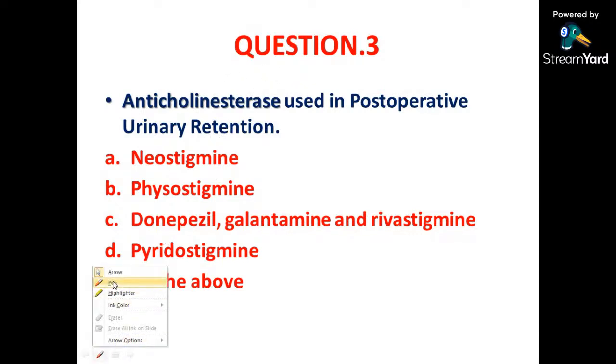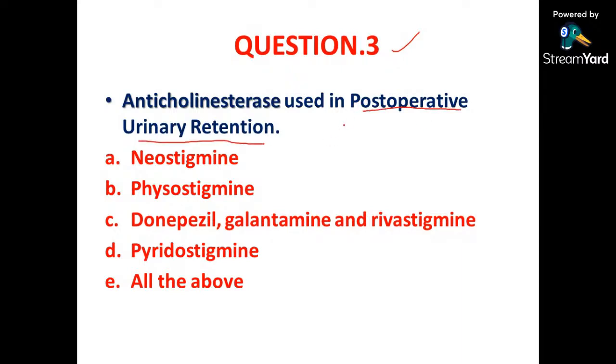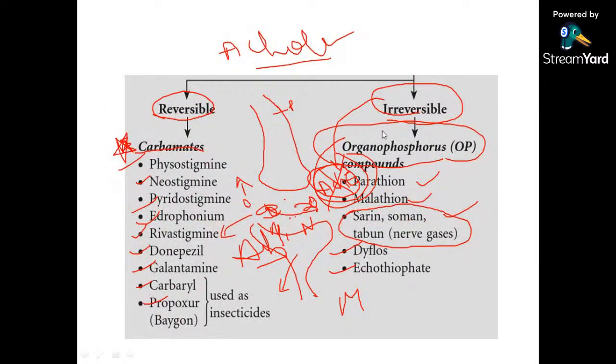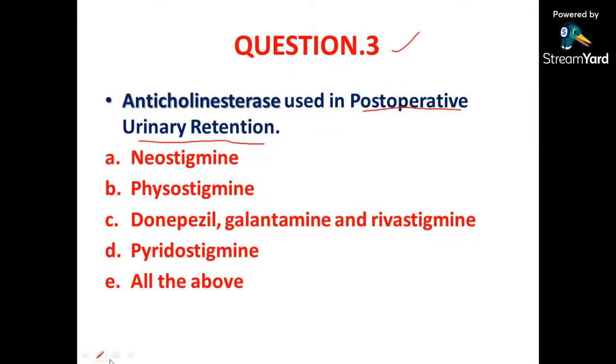So question 3. We'll go with question 3. Even this is a very interesting question. Anticholinesterase drugs are used in post-operative urinary retention. Which anticholinesterase drug is used in post-operative urinary retention is the question. In anticholinesterases, previously we have seen all these are anticholinesterases. Among these drugs, which drug is used especially in post-operative urinary retention is the question.